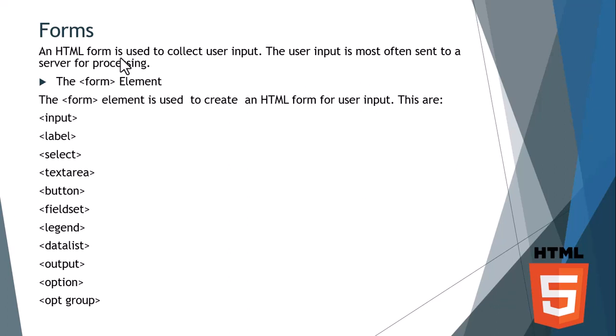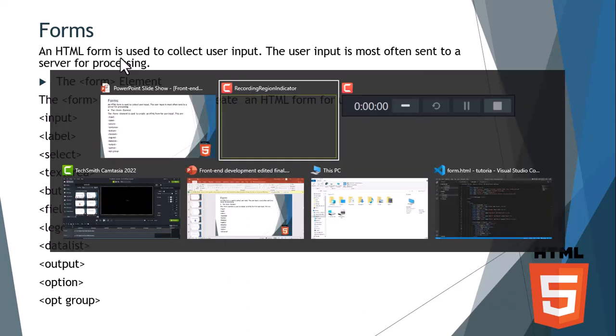Now, still talking about the form. We've done the input elements for a form, we've done the label, we've done select, we've done option. So right about now, we are going to do the text area. We'll do the button, we'll do the legend, we'll do the data list, and we'll do the field set. So let's go straight into our text editor.